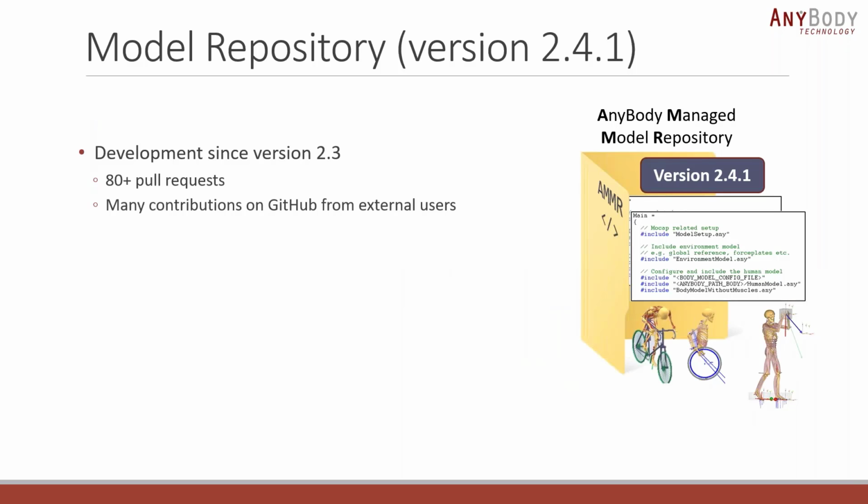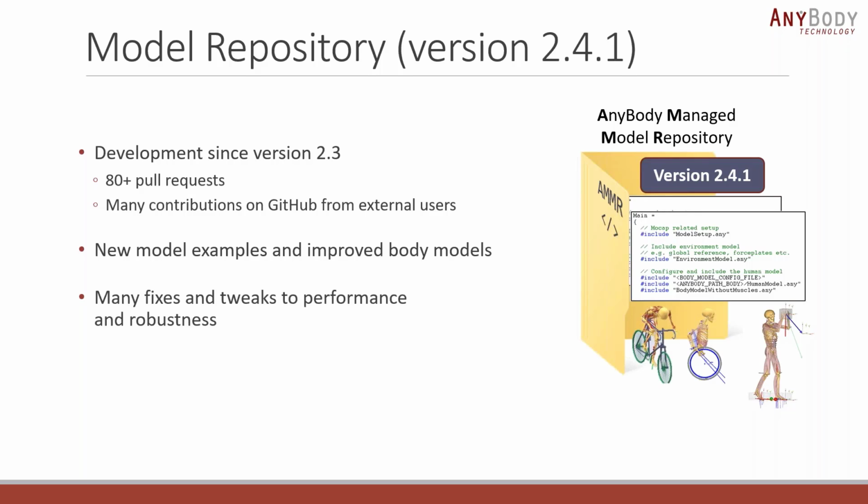The model repository has been updated quite a lot since version 2.3. There have been more than 80 independent pull requests, which are compact changes to it. Many contributions are also from our external users and collaborators. There are a lot of new model examples and improved body models, as well as fixes and tweaks to performance and robustness. But I'll talk about that now.